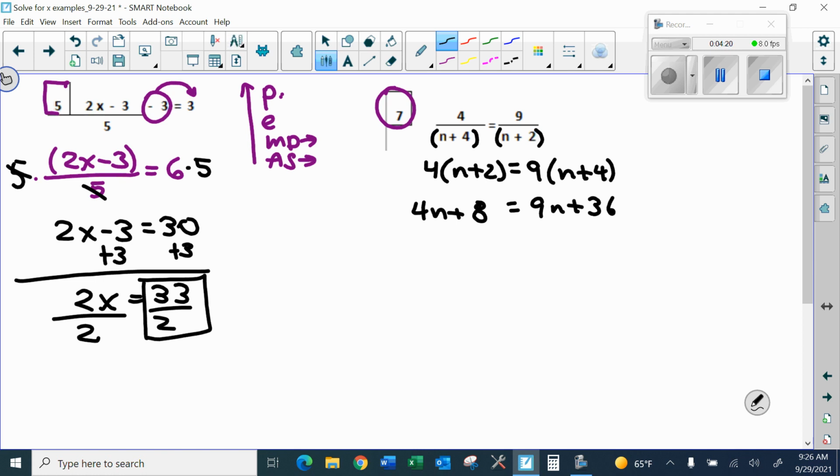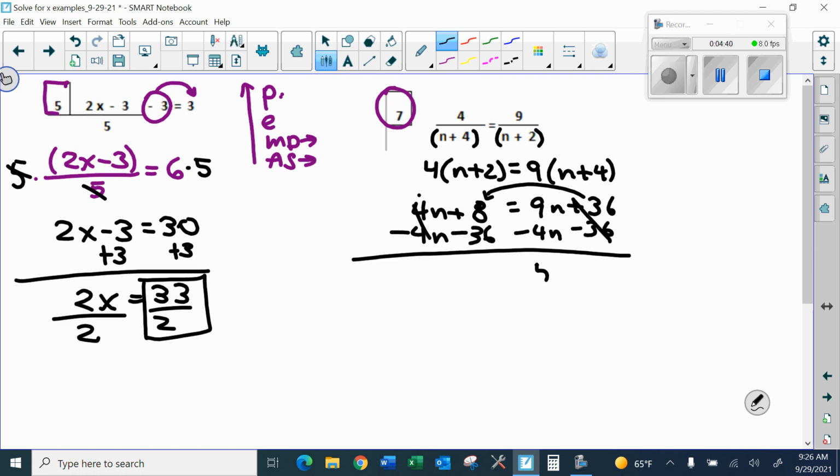Again, I ask myself, which coefficient is smaller? 4 is smaller than 9, so I'm going to move it across. Minus 4n, minus 4n, which means the constant is going that way. So minus 36, minus 36. Draw my equal sign. Okay, so I have 5n equals negative 36 plus 8, which is negative 28. In the last step, divide by 5. That does not simplify, so there's my answer right there.